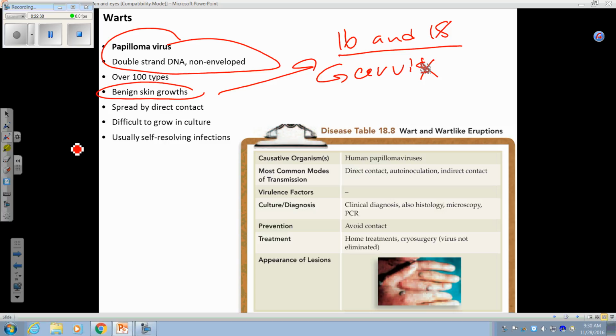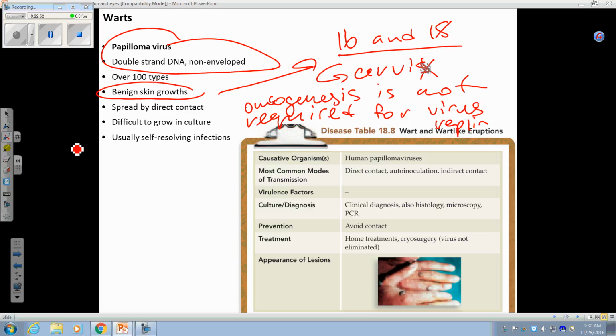One very important thing that I want you to understand: oncogenesis is not required for virus replication. I even write this here, okay? And I'm gonna highlight this, okay? It's not required. It's a bystander effect. Do you understand what I mean? Do you understand what I mean by bystander effect?